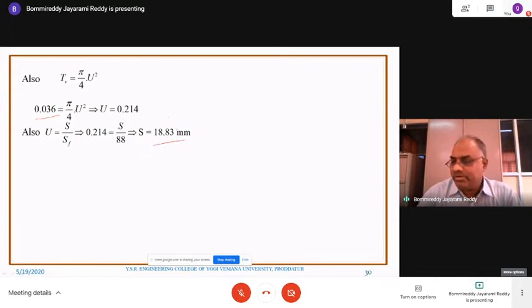So these are all very simple equations. One equation leads to the other, and if you just follow, you will get the settlement. So after 10 years, the settlement of the clay layer is 18.83 millimeters. But the total settlement is 88 mm. Total settlement may take even thousands of years to reach 88 mm.